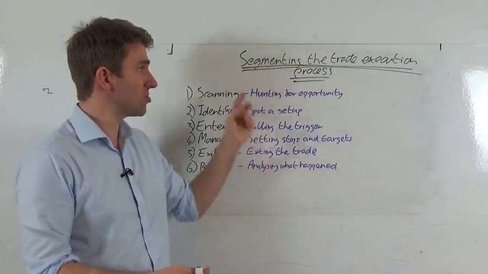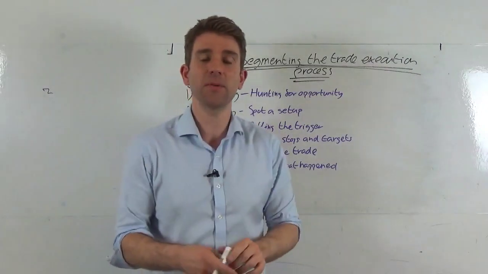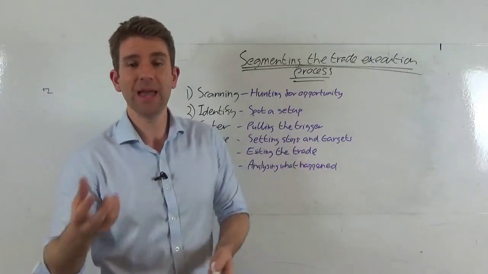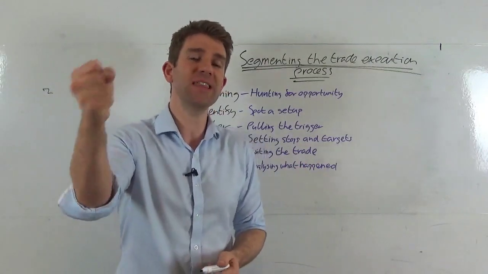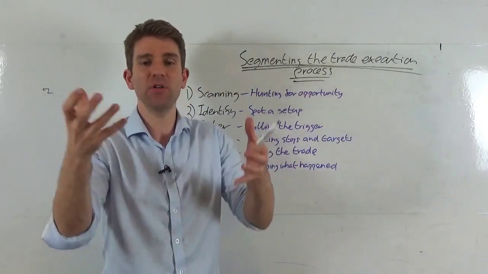Okay, segment number two, or stage two of the trade execution process, is identifying. So spotting the setup. After you've done your scanning, you're going to spot one or two setups, whatever it may be. How do you do that? What makes you say that's a good trade? What are you looking for? What are you doing when you spot that setup? How do you manage that?